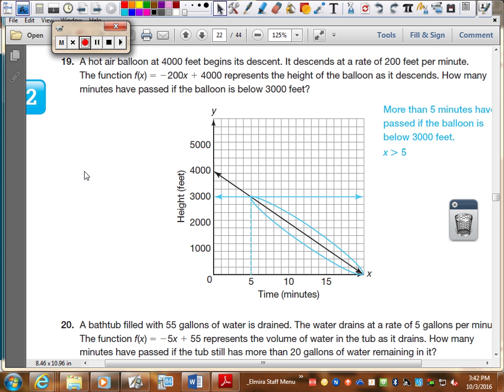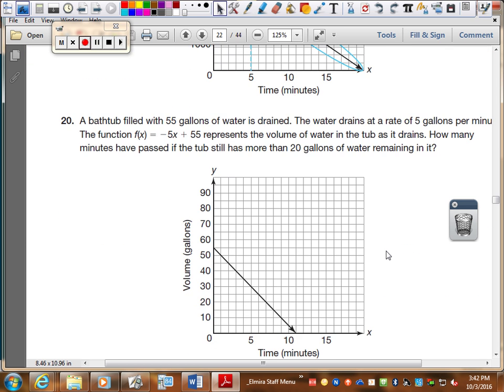Okay, so as you can see in the example problem, we go to 3,000 feet. Okay, so if it's below 3,000 feet, it's in this circle zone. And that would mean that we're not specific. We don't know how many feet below 3,000. It's just below 3,000. So we have x greater than 5. It's been more than 5 minutes. So have a sentence and an inequality for each one. So let's do the next one.